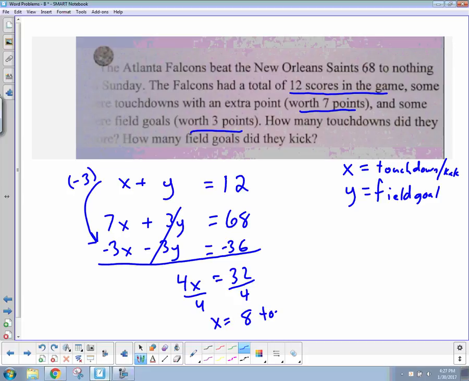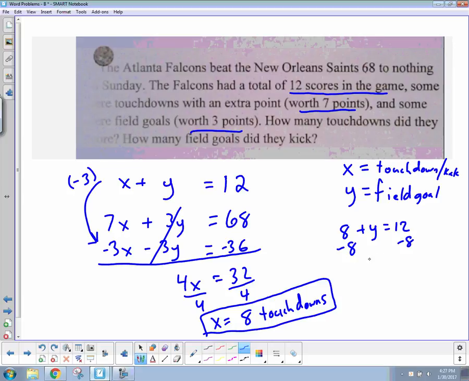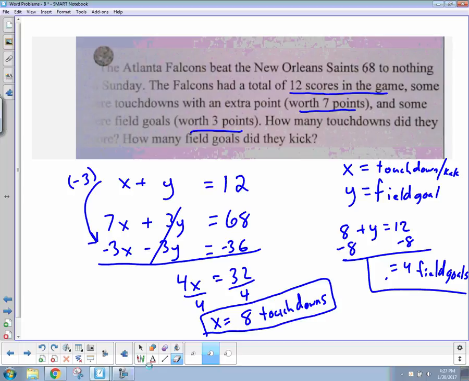You know, with that extra point. And then plug that in, so 8 plus y equals 12. Subtract 8. Y equals 4. 4 field goal kicks. This is Y. That's a 4. Okay?